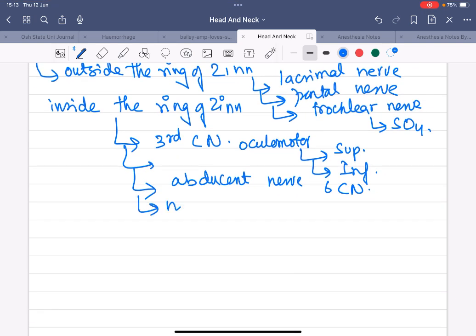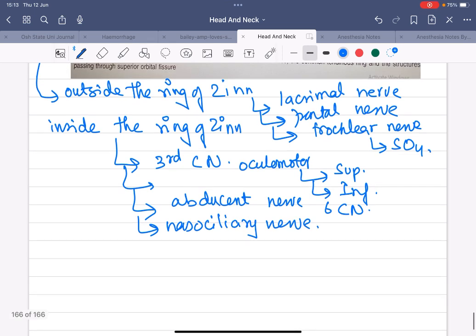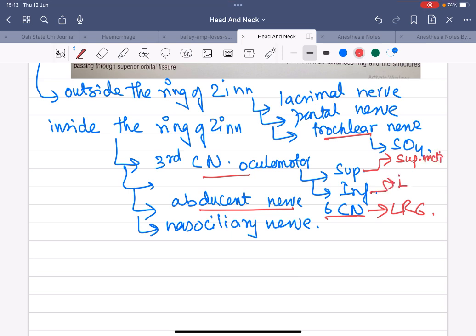Nasociliary nerve. Okay, now you can ask me, sir, okay, third cranial nerve, fourth cranial nerve, sixth cranial nerve, that is LR6, oculomotor nerve. The superior division is going to give innervation to the superior rectus muscle. The inferior division is going to give innervation to the inferior rectus muscle.